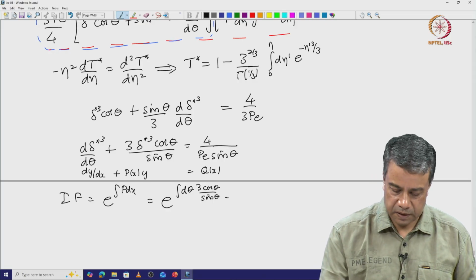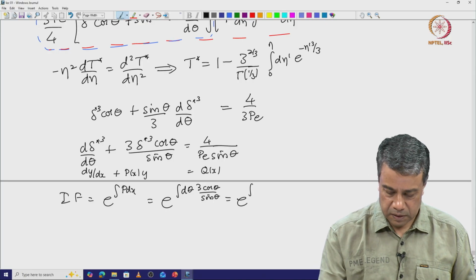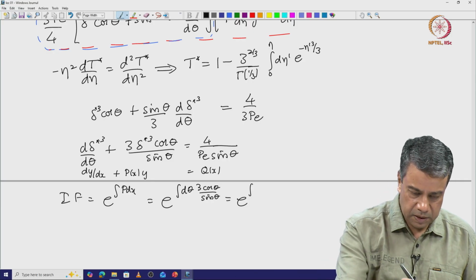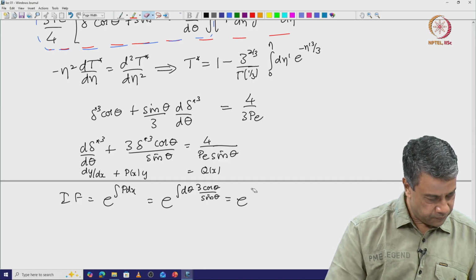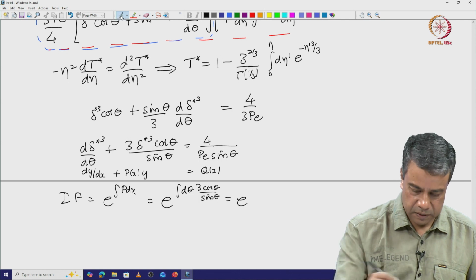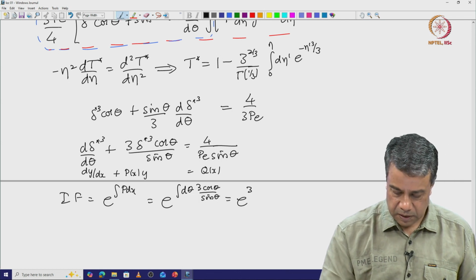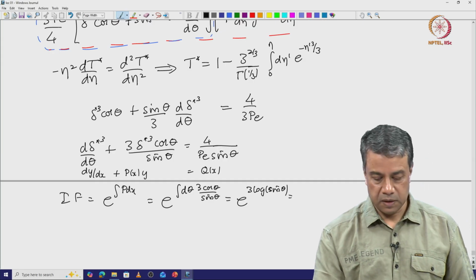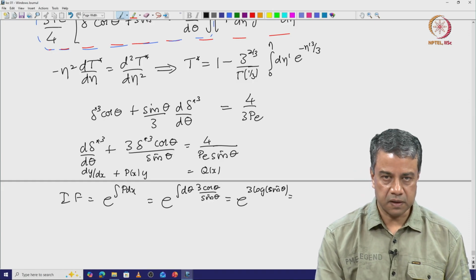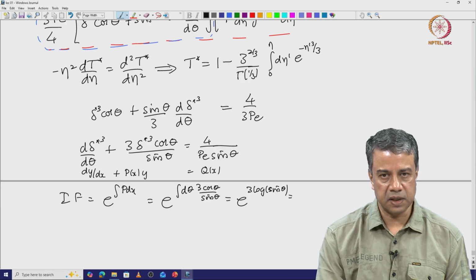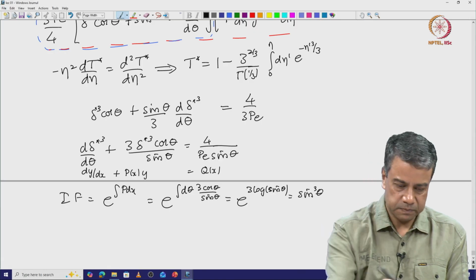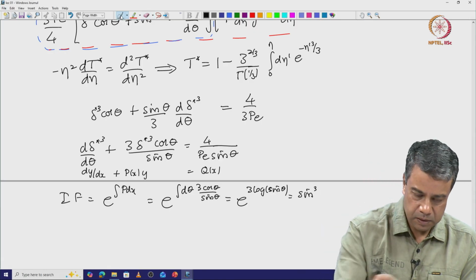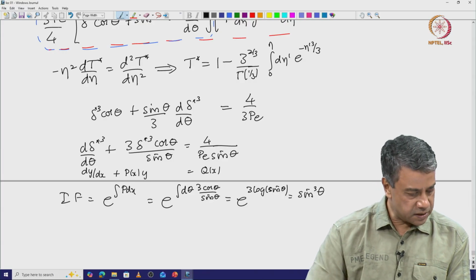So, that is the integrating factor, which is basically e power integral, and the integral of this is log of sin theta. So, e power 3 log of sin theta is e power log of sin theta cubed, which is sin cubed theta. That is the integrating factor.